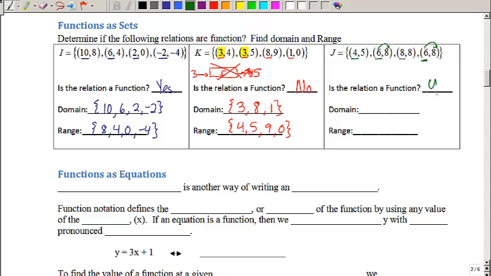So is this a function? Yes, it is. Just because the x's repeat does not make it not a function, because they map to the same range value. That does make it a function. My domain here is the set of all x values, 4, 6, 8, and 6, although I don't have to write 6 again. My range would be the set of all y values, 5, 8, 8, and 8, which I don't write over again. And that completes our study on functions as sets.